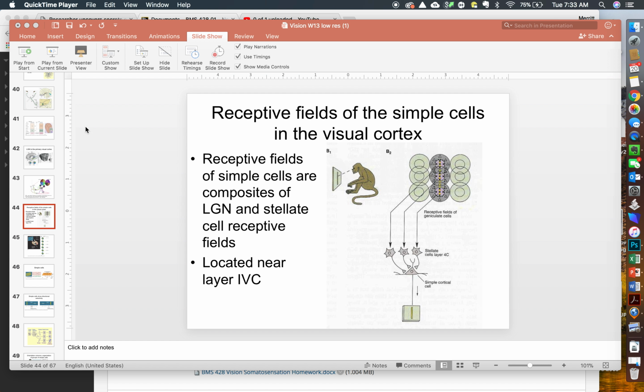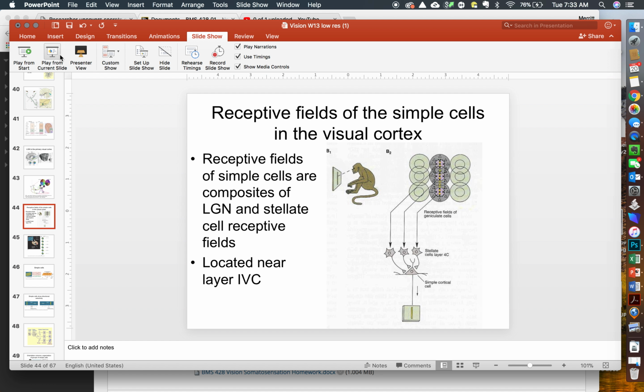We're in the middle of talking about the LGN and going back to the cortex and the way that the cortex is actually wired up. What we broke with was talking about how the LGN is connected to the visual cortex, and now we're getting into how those visual cortical cells actually work.